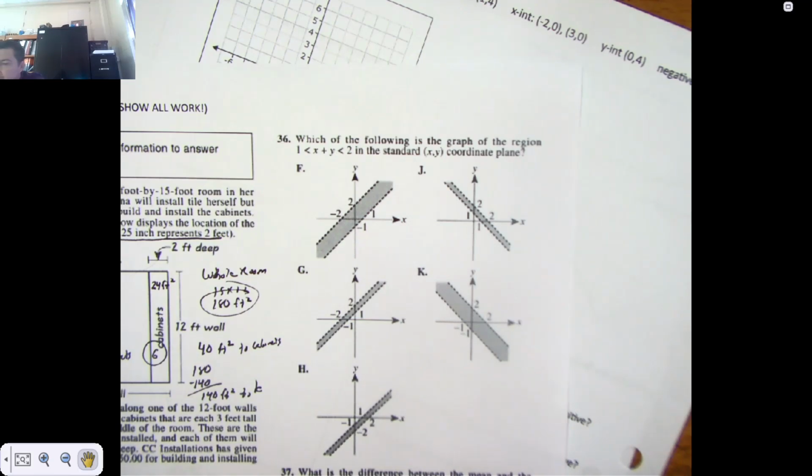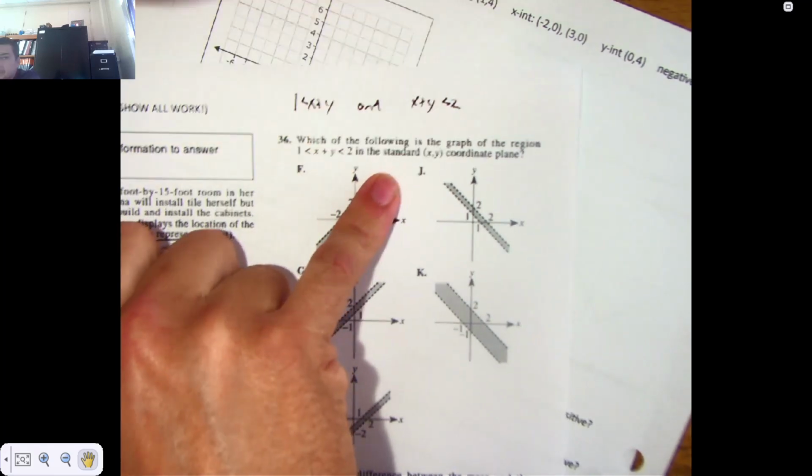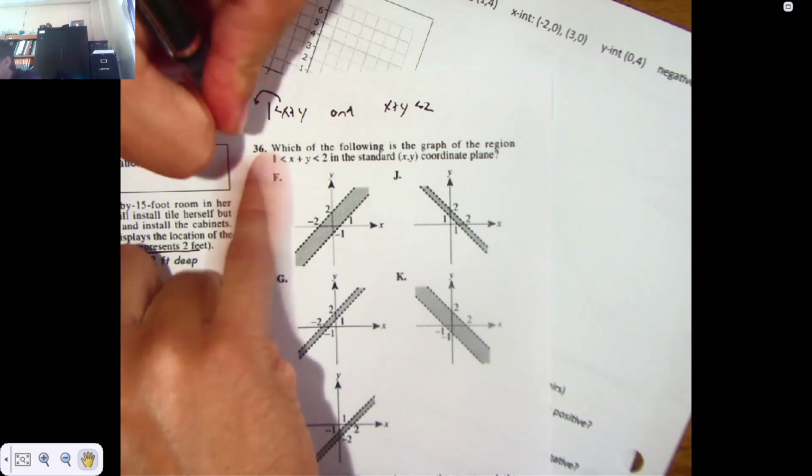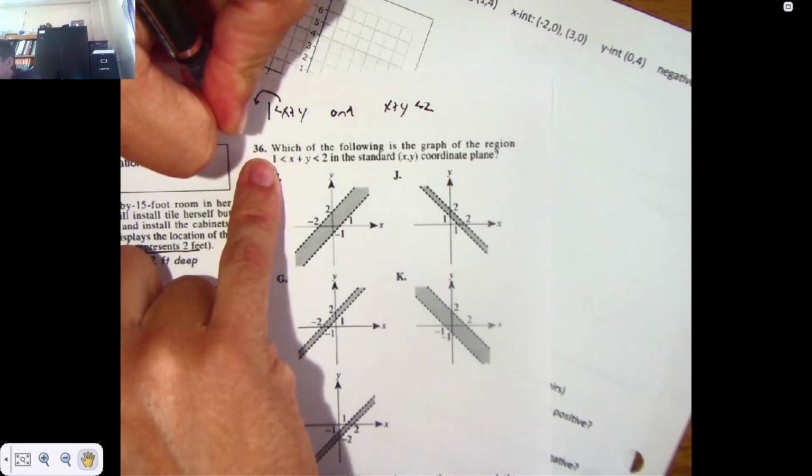You write 2 equations. 1 is less than x plus y, and x plus y is less than 2. It's a compound inequality. All right. And then you solve for y. We're going to take this x and move it over. Negative x plus 1 is less than y. That should look familiar to you. That is mx plus b.